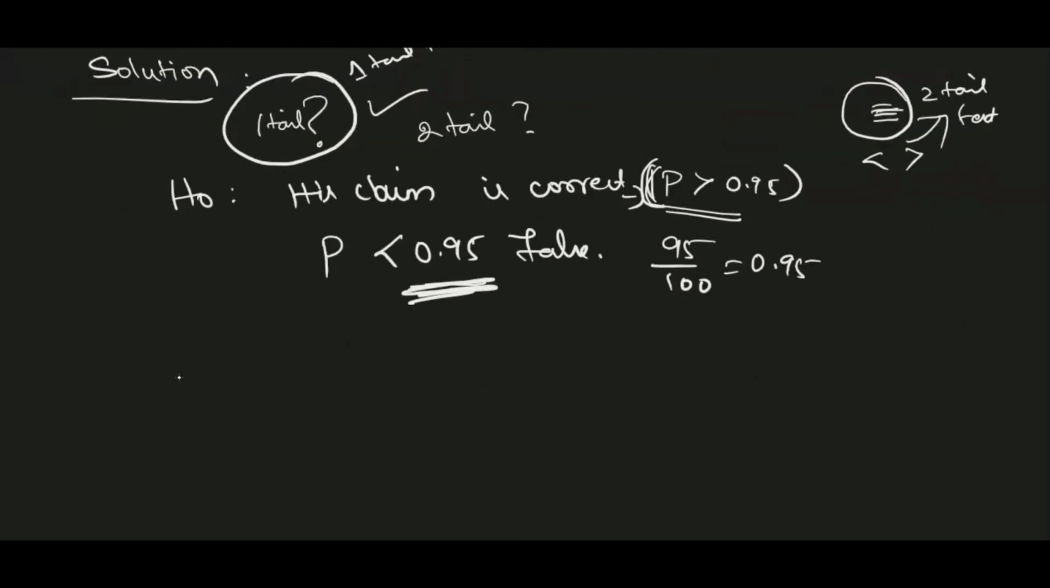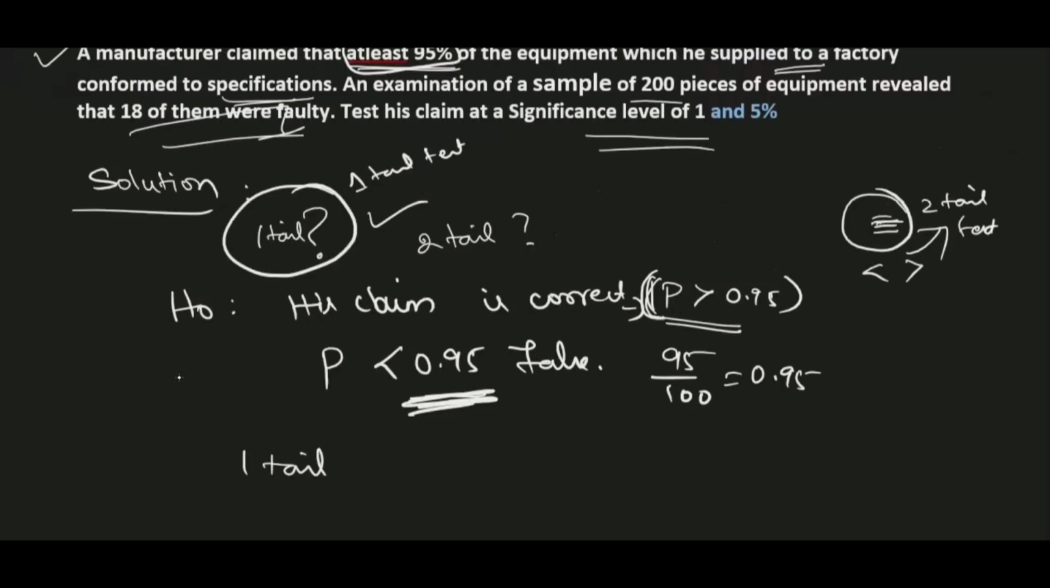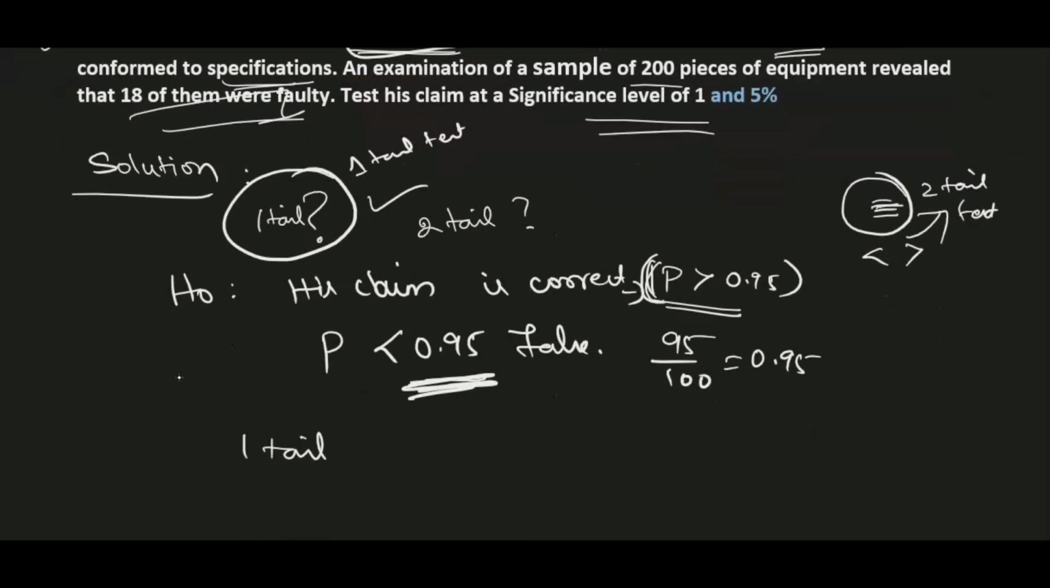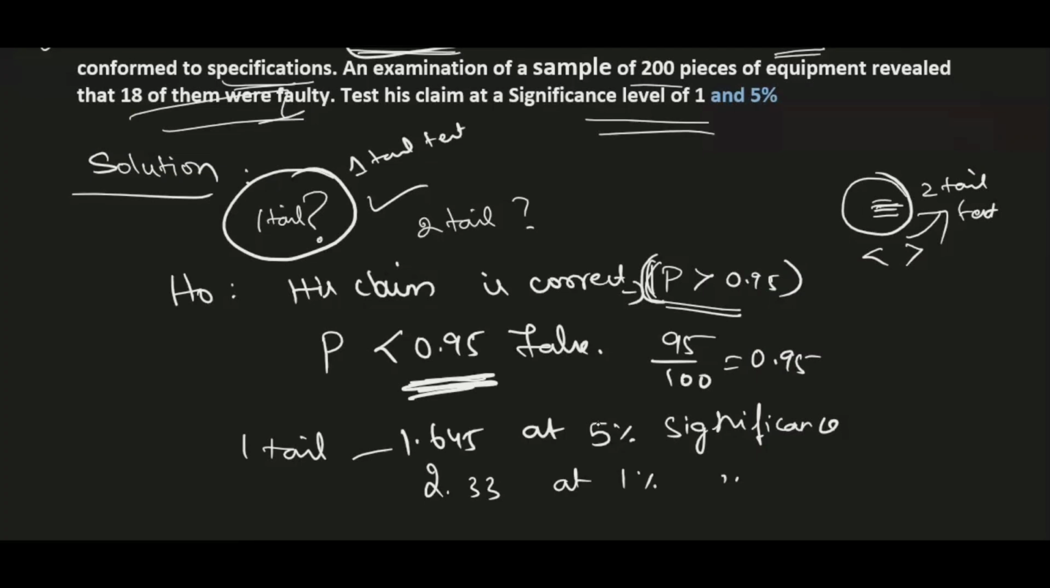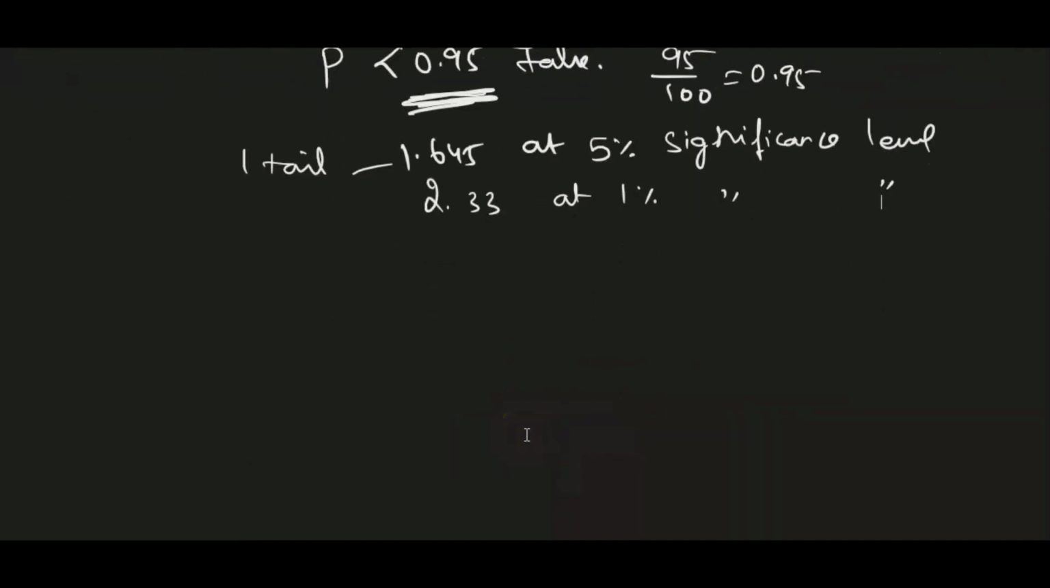Okay. So now once we decided it is a one-tail test, what are the values we have to compare? Because in the question they asked at both 1% and 5%. So it is 1.645 at 5% and 2.33 at 1% significance level. Okay, so these are the values I have to compare with. So now I will start with the same formula.